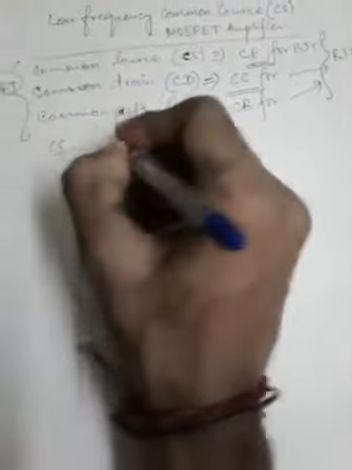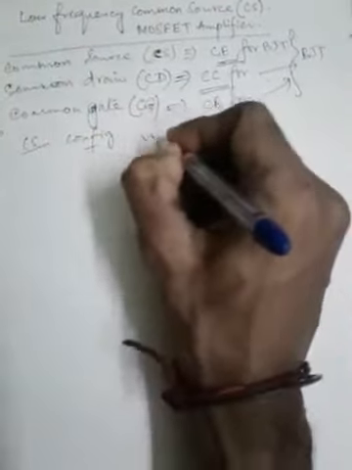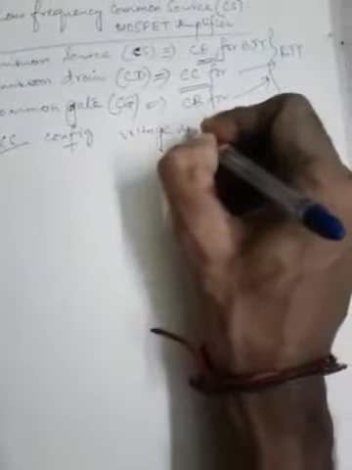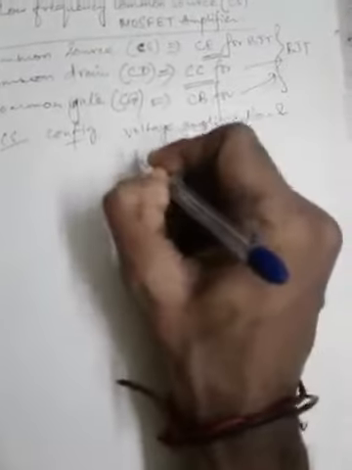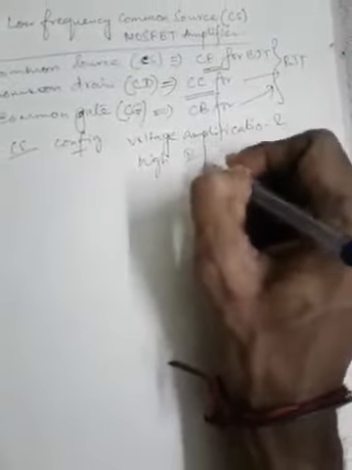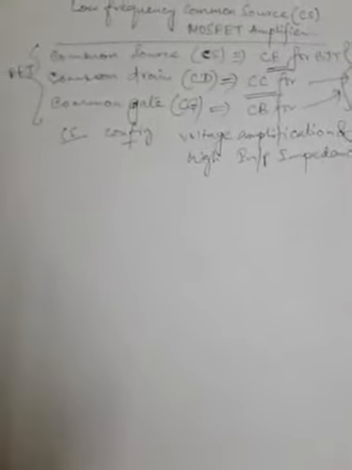So the properties of the common source configuration are voltage amplification and high input impedance. High input impedance is quite ideal as per our general requirement. That's why the common source mode is generally used in most cases over the common drain or common gate modes.